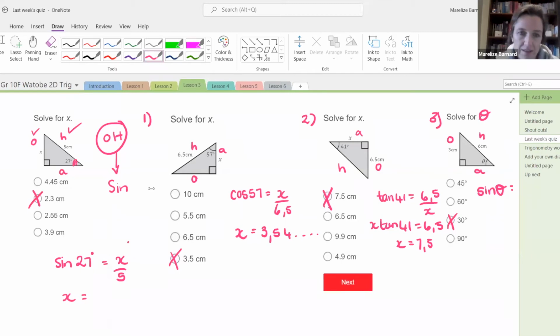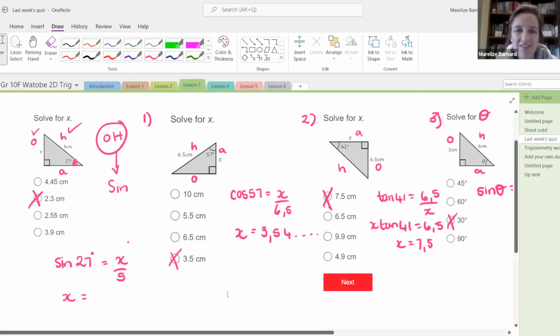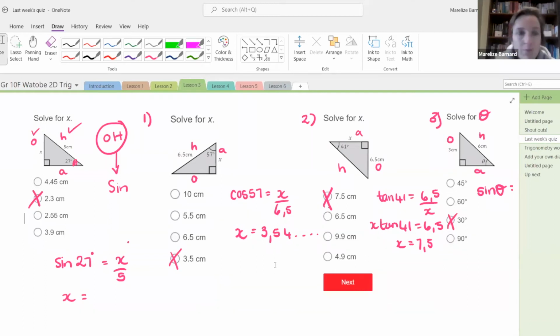Well done, everyone. Lots of you got that. See, Trini, well done. You got it too. Okay, good stuff. Right, so keep working at it, guys. Keep finding your sides and your angles, and keep working with the trigonometry.